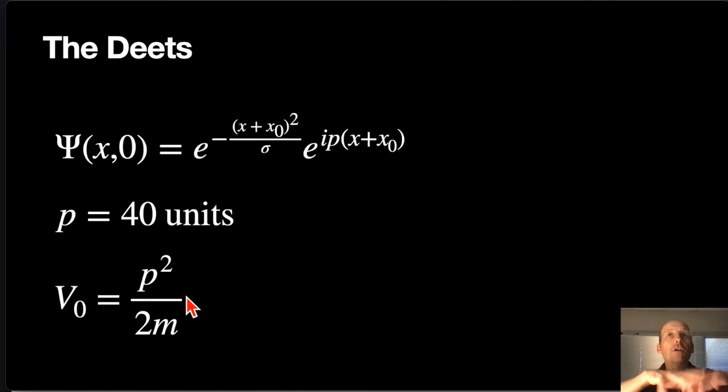And then this V0 is the height of the barrier. I'm going to use this as p squared over 2m, the kinetic energy of the barrier. And we can change this once we get things working and see what happens.